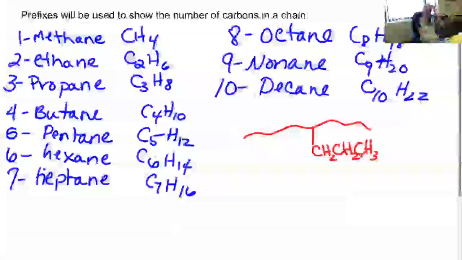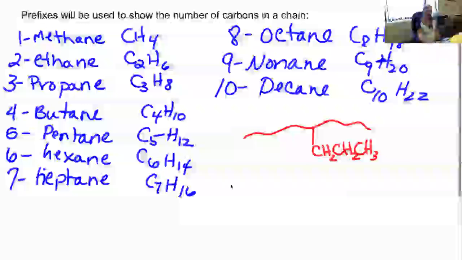4 is butane, 5 is pentane, 6 is hexane, heptane, and we have octane, nonane, and decane. Those are all off of a bigger main chain. You give them a YL. If it's just how many carbons I have in that group, I would call that with an ane.